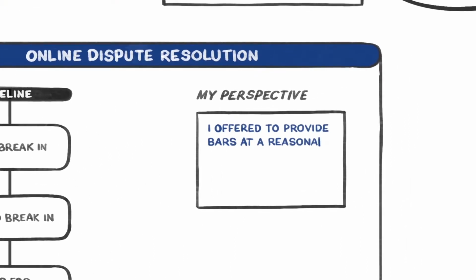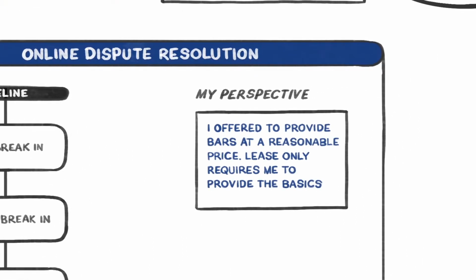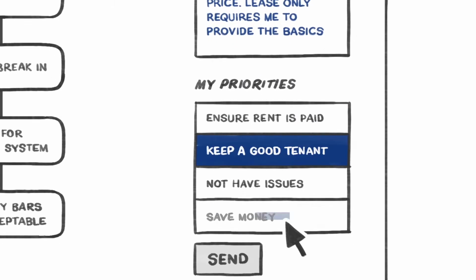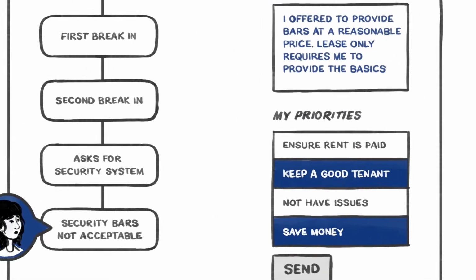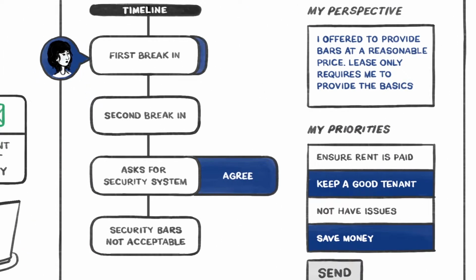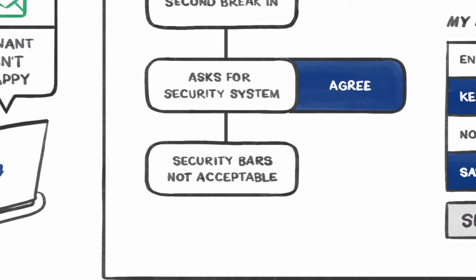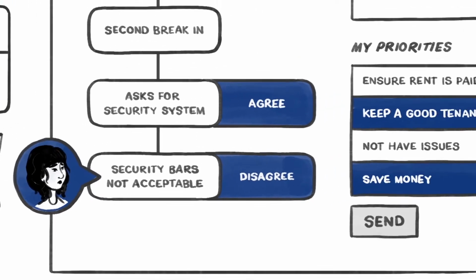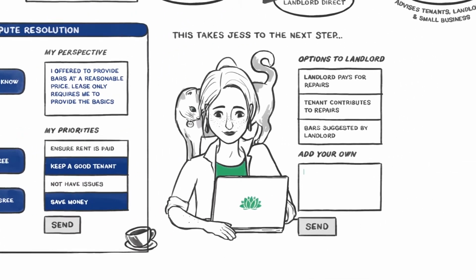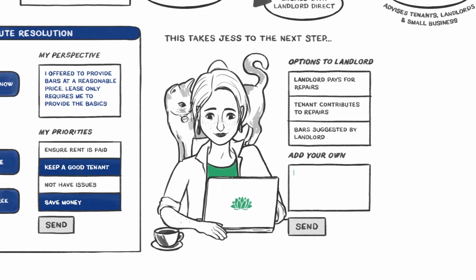Molly is able to provide a description of her perspective, consider her own priorities, and respond to items on Jess's timeline with an agree, don't know, or disagree. She marks security bars offered are not acceptable as disagree. This takes Jess to the next step, which is to explore and suggest some options to Molly.